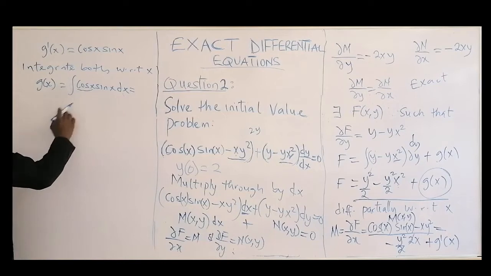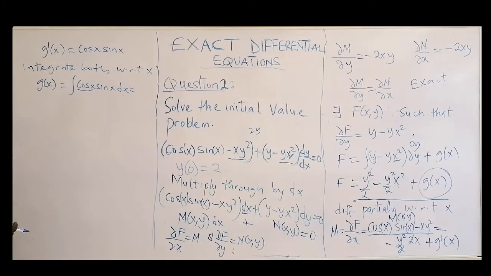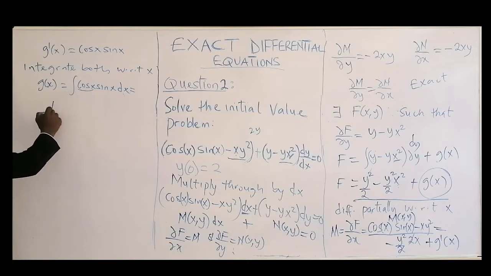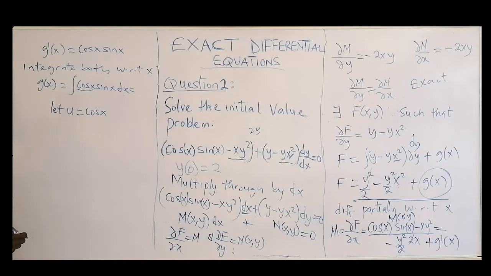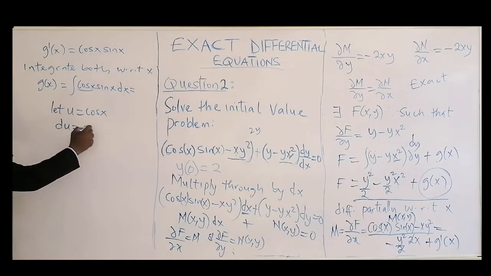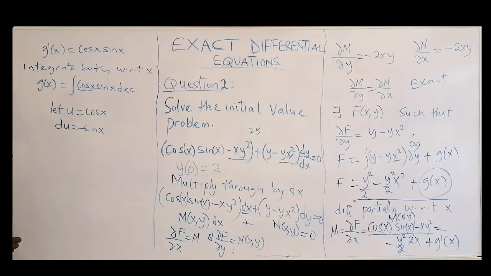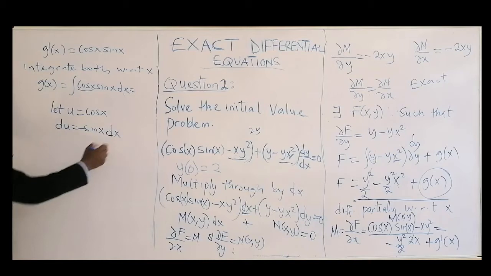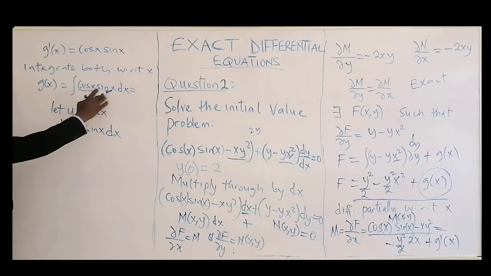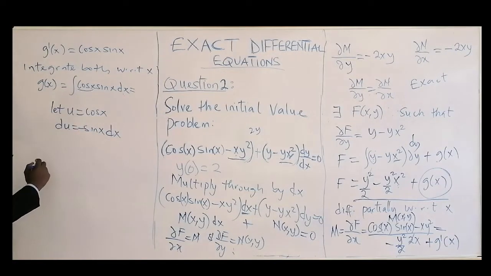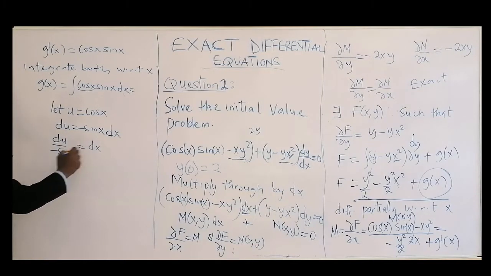So from here, this is what we have now. You can substitute for any of the functions, but let's call u equal to cos x. Let's substitute for cos x. In that case, we have du equal to minus sine x dx. What we are trying to do is that by the time we substitute back, one variable will cancel. Then we have du over minus sine x equal to dx.